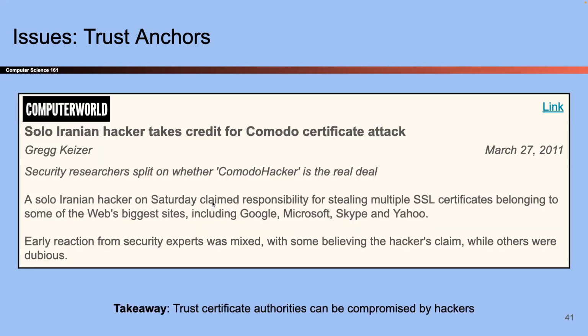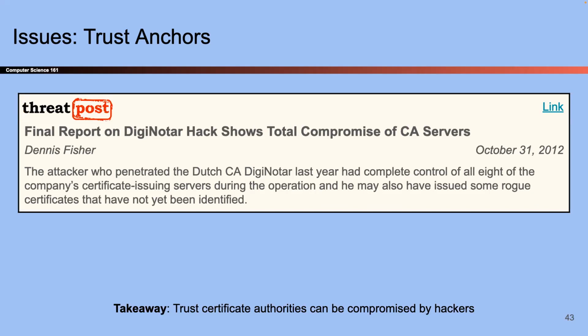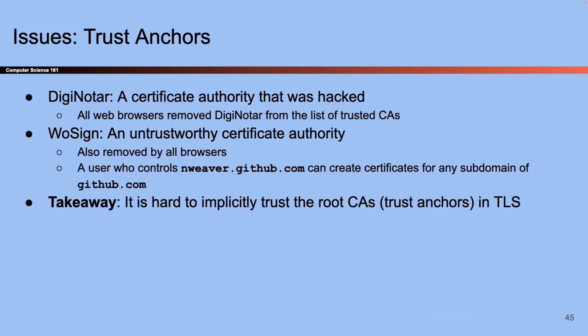And it turns out that this has happened before. Some certificate authorities have been hacked by people. There's a lot of these. And so sometimes when you get hacked or when someone bribes you and you accept the bribes, the web browsers will have to delete you from the list of trustworthy authorities.